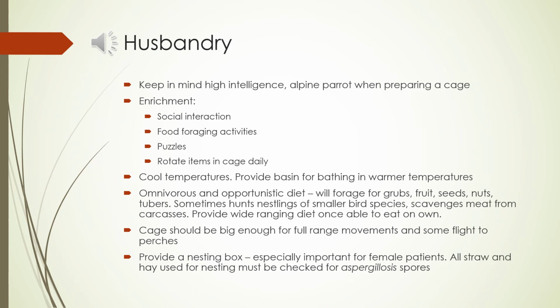Their diet is omnivorous and opportunistic, so they will spend a lot of time foraging for grubs. They eat other birds' nestlings to show a bit of hunting behaviour. They eat nuts, seeds, fruits, tubers, and also scavenge deceased tahr and deer and other things, so hence their contact with human hunters there.